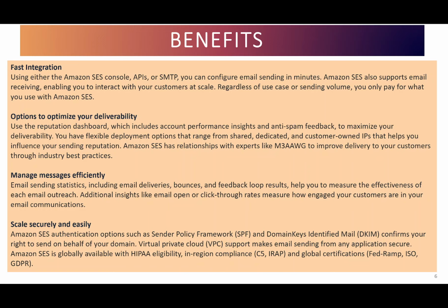The fourth benefit is scale securely and easily. Amazon SES authentication options such as Sender Policy Framework, SPF, and DomainKeys Identified Mail, short for DKIM, confirm your right to send on behalf of your domain. Virtual Private Cloud, VPC, support makes email sending from any application secure, which is a comfort knowing that it is for sure secure.